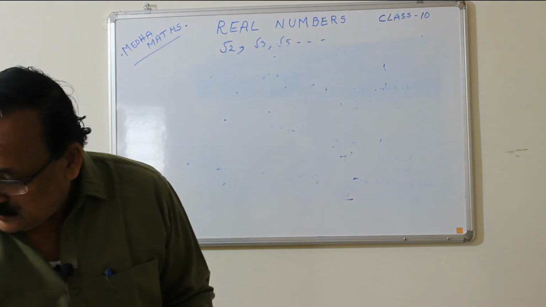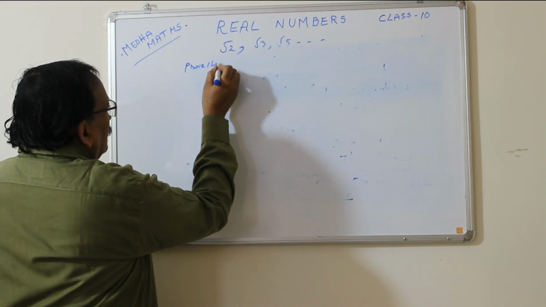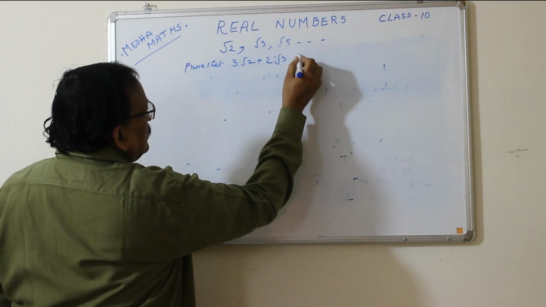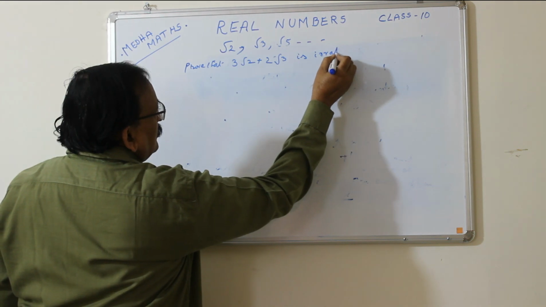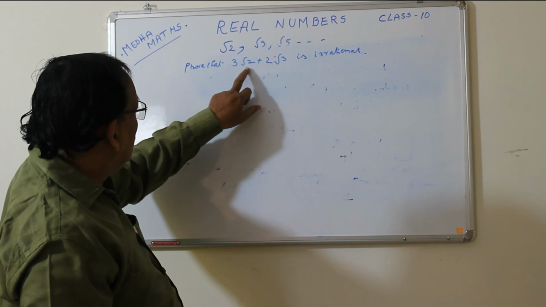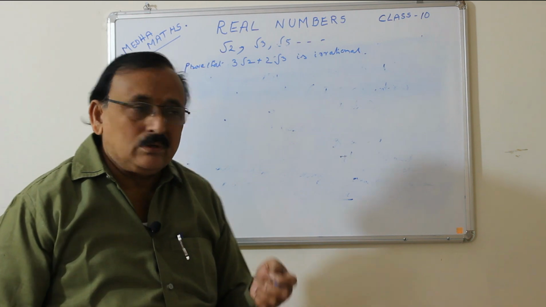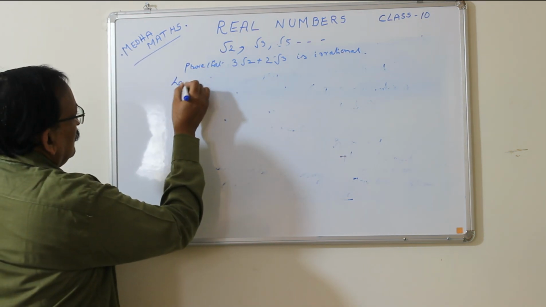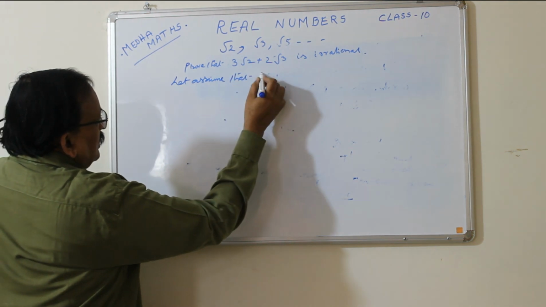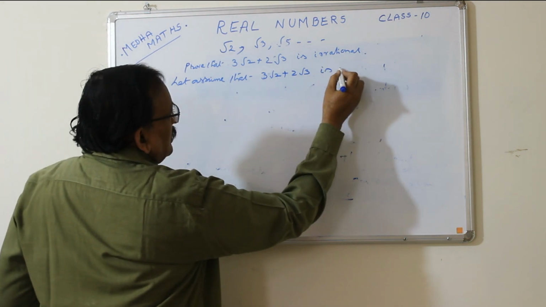See, prove that 3 root 2 plus 2 root 3 is irrational. Here there are two surds, you can call it double surds. Here one irrational is there, here one is there, but 3 root 2 plus 2 root 3 is irrational, we have to prove it. Same story, let us assume in a controversial way that 3 root 2 plus 2 root 3 is rational.